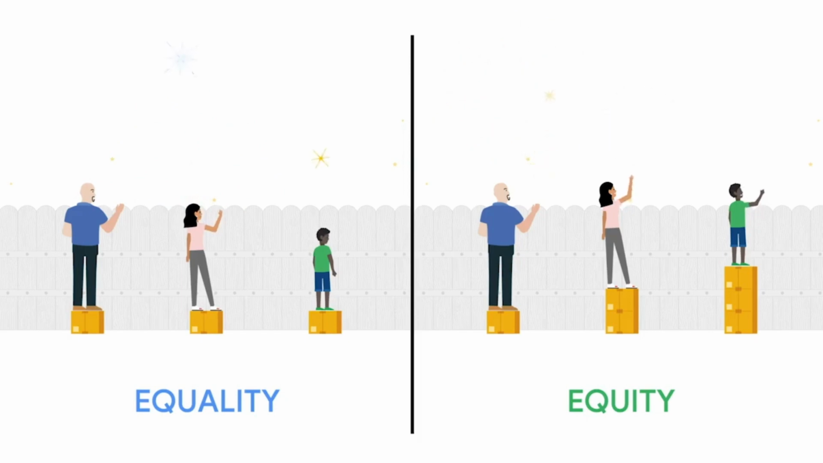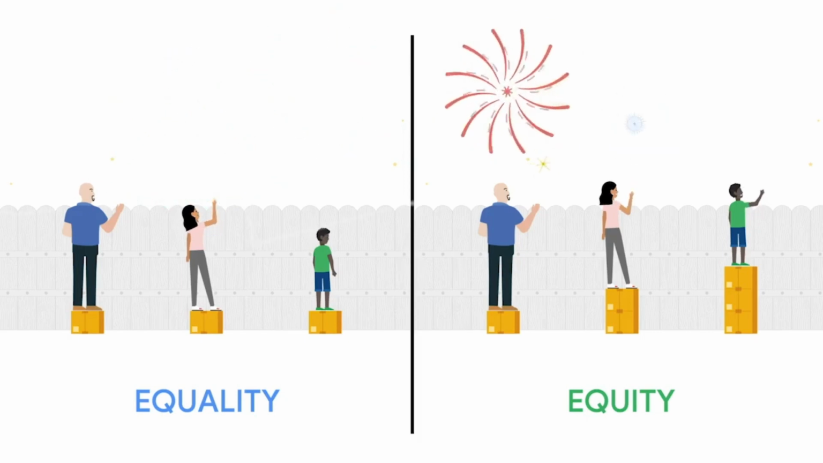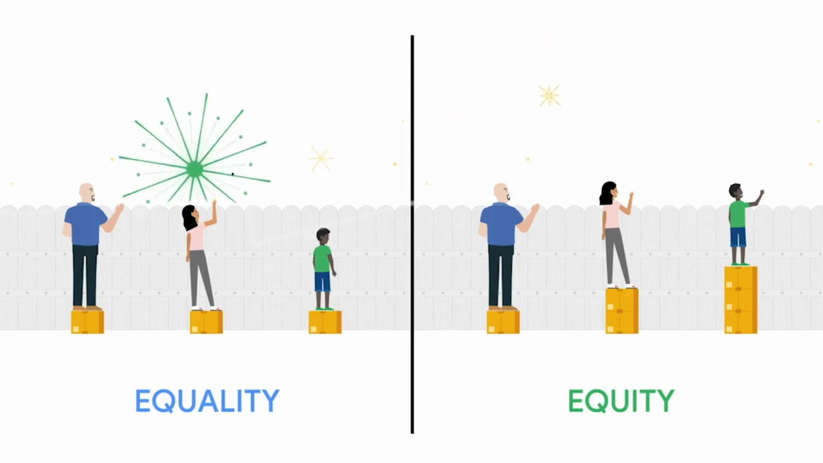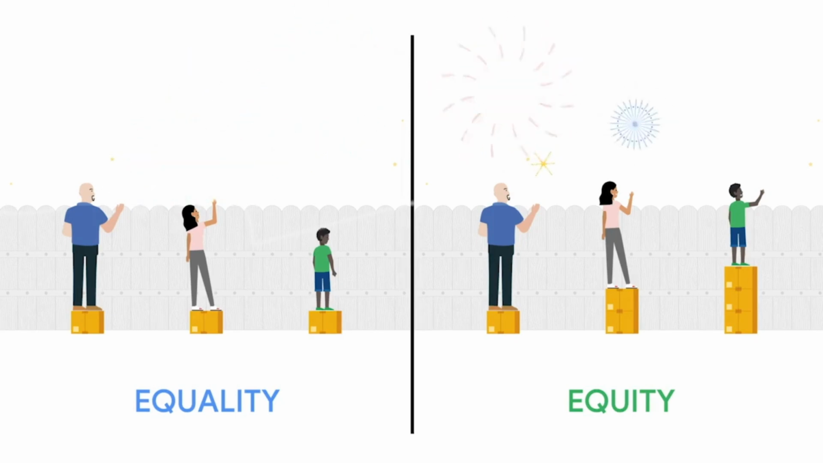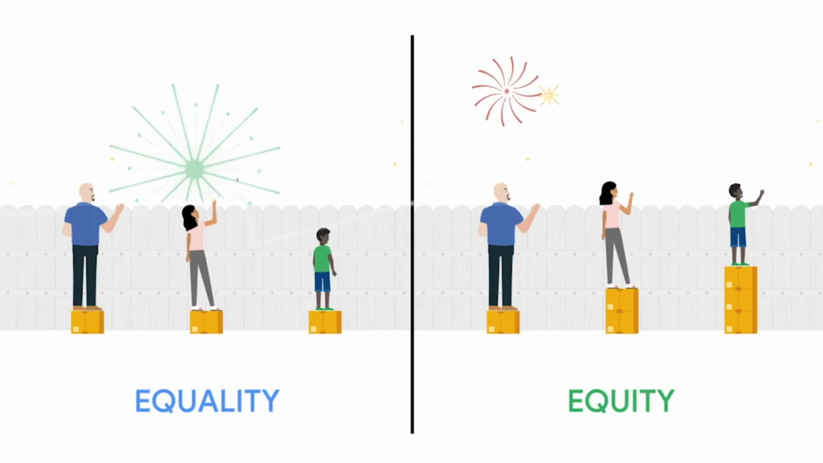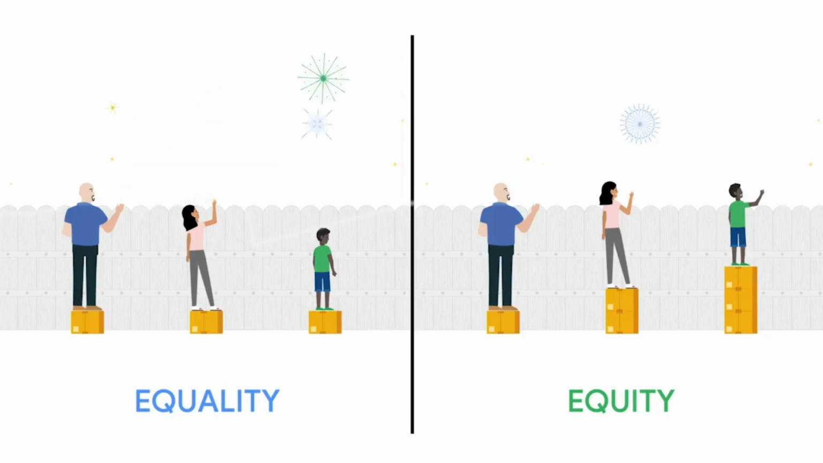To better understand the difference between equality and equity, check out this illustration. The illustration on the left represents equality because every person gets the same box to stand on. But because each person is a different height, the tallest person has a better view. The illustration on the right represents equity because each person is given what they need. The shortest person is given the tallest stack of boxes to stand on. So, let's explore how this relates to design.